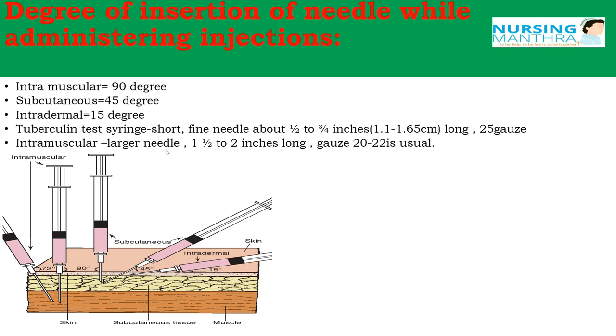Then for intramuscular we are using a larger needle, 1.5 to 2 inches long. Gauge will be 20 to 22, usually used for intramuscular injections. Even sometimes in intramuscular you can see that there will be less muscle, in thin patients and all. We can't give exactly 90 degrees. We can give, but we cannot insert the needle tip too deep inside the muscle. So in that case, according to the muscle mass, we have to insert half of the needle and give the injection like that. Okay, that is the degree of insertion of the needle while administering injections.